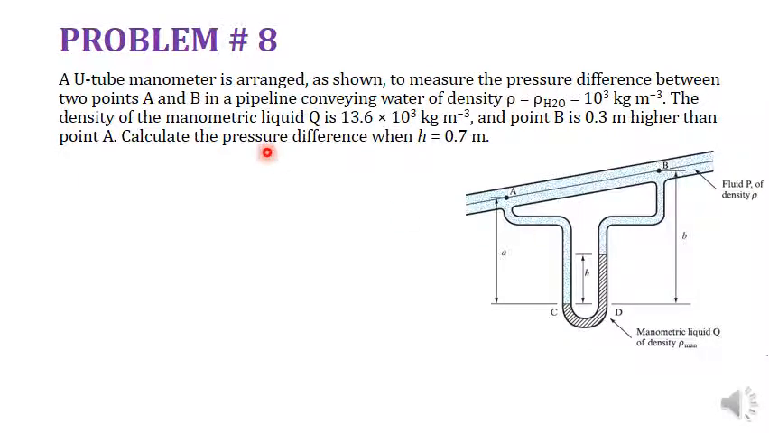Now your problem number 8. A U-tube manometer is arranged as shown to measure the pressure difference between 2 points A and B in a pipeline conveying water of density rho equal to 10 raised to power 3 kg per meter cube. The density of the manometric fluid is 13.6 into 10 raised to power 3 kg per meter cube. Point B is 0.3 meter higher than point A. You need to calculate the pressure difference when H is equal to 0.7 meter.